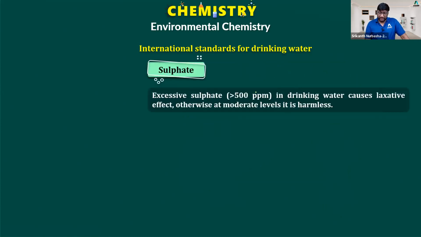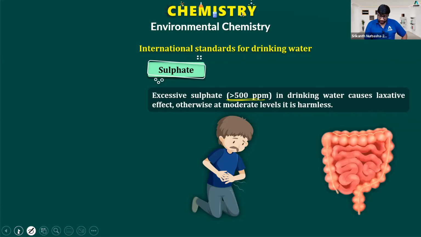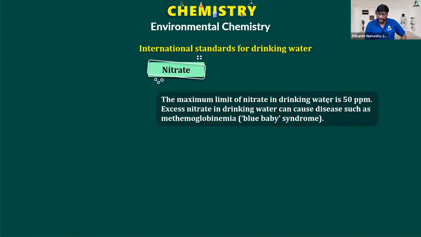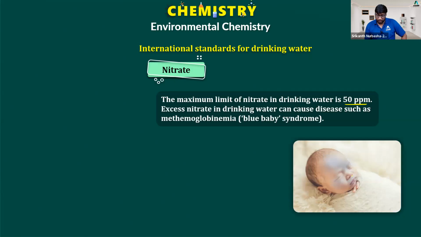Sulfate ion, excessive sulfate, greater than 500 ppm in drinking water, causes laxative effect. Otherwise, at moderate levels, it is harmless. Sulfate should not be greater than 500 ppm. Up to 500 ppm only, its concentration should be there. Nitrate ion, the maximum limit of nitrate in drinking water is 50 ppm. Sulfate is 500 ppm, it should not be greater than 500. Excess nitrate in drinking water can cause diseases such as Blue Baby Syndrome. So you will be having Blue Baby Syndrome, and that is actually caused due to nitrate.